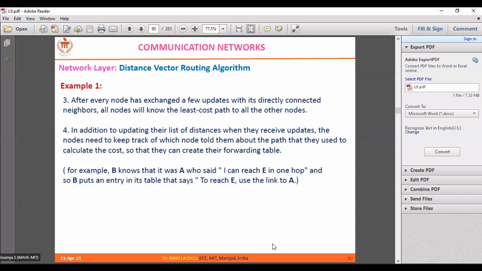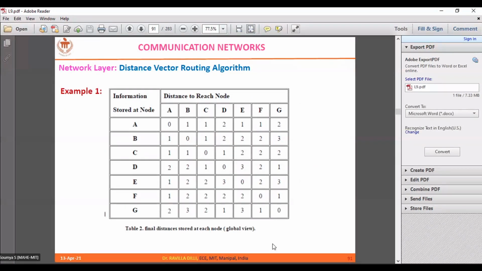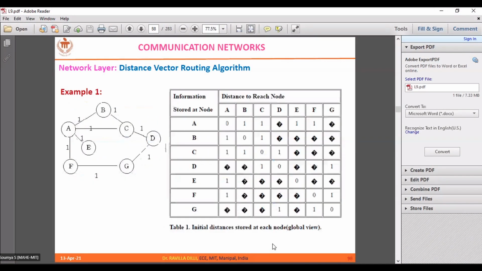Okay. Now, this is the example. This is the final distances stored at each node. How do you get this? What was there earlier? The earlier table was this, isn't it? Wherein A knows only its neighbors, B knows only its neighbors, C knows only its neighbors, and so on. Now let us say A has shared its vector with B. What would be the update with respect to A?